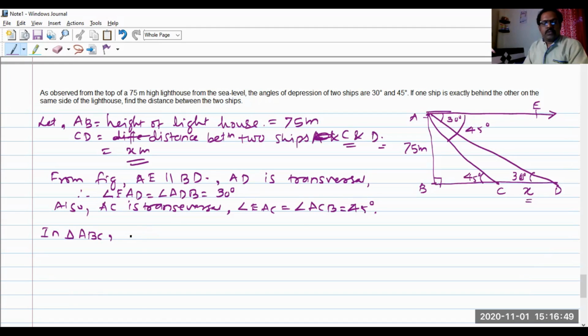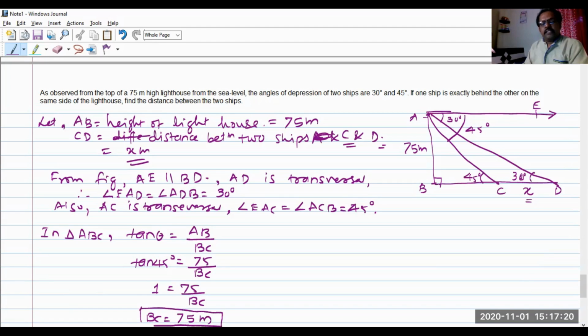In triangle ABC we are given the side opposite to the 45 degree angle, and we need to find the adjacent side. So obviously we use tan theta. Tan theta equals opposite side AB over adjacent side BC. Tan 45 is equal to AB, which is 75, over BC, which we need to find. Since tan 45 is 1, 1 equals 75 by BC, so BC is equal to 75 meters. Okay, we got BC now.